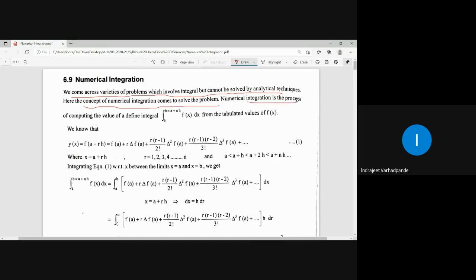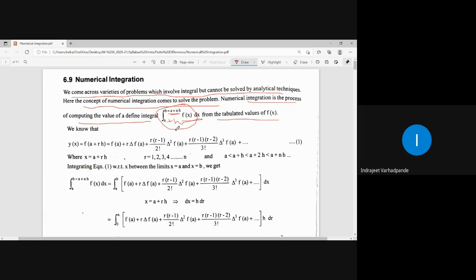Numerical integration is nothing but the process of computing the value of a definite integral from the tabulated values of f of x. What does this represent? This represents the definite integral. Any given function has to be integrated between the limits a to b. What will this b be? b will be the last value of the range or interval. How is that value obtained? That value is obtained by incrementing by h one after the other. What is h? h is the common interval.